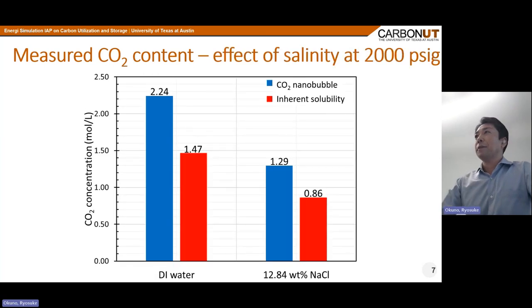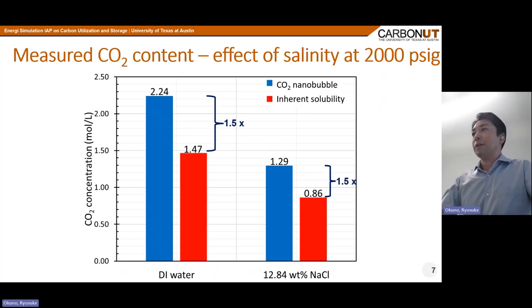And we also tested the effect of salinity by using 13 weight percent NaCl. In this figure, the bar charts on the left were taken from the previous slide for 2000 psi for DI water. And on the right, you see the result for the NaCl brine at 2000 psi. So the red bars show that the salinity decreased the inherent solubility of CO2 from 1.5 to 0.86. But the nanobubbles with NaCl brine enhanced the CO2 content from 0.86 to 1.29 mole per liter. So the enhancement factor is again 1.5.